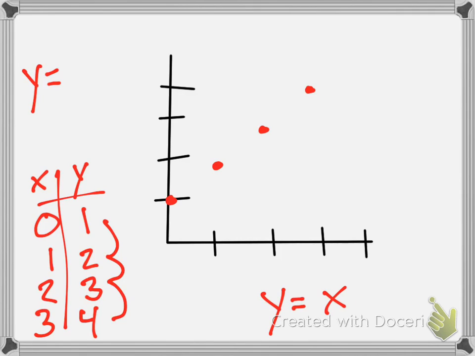And then what is my value when x equals 0? When x equals 0, what is my y value? Rocco, 1. So it becomes plus 1. It's right there.